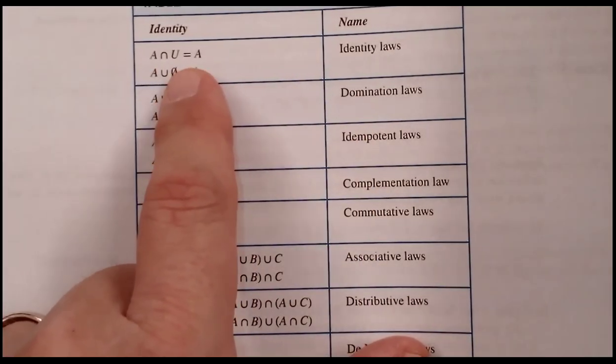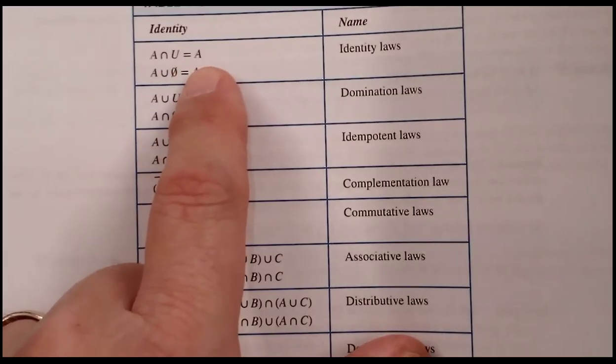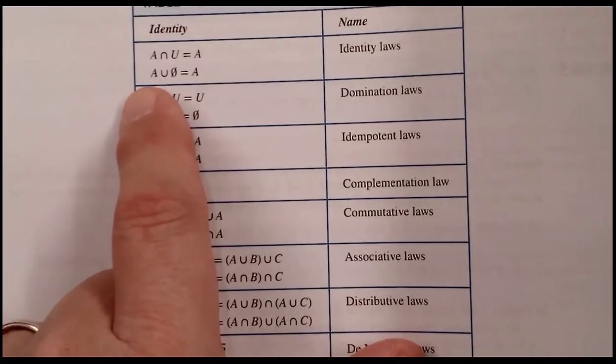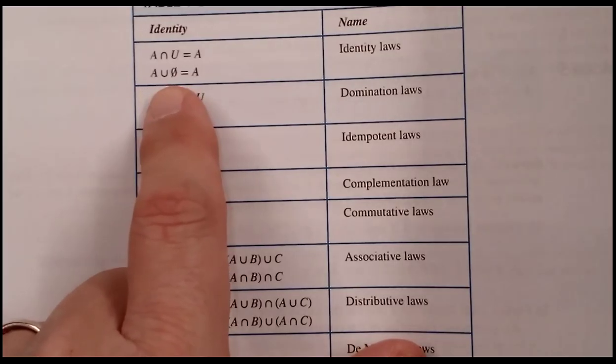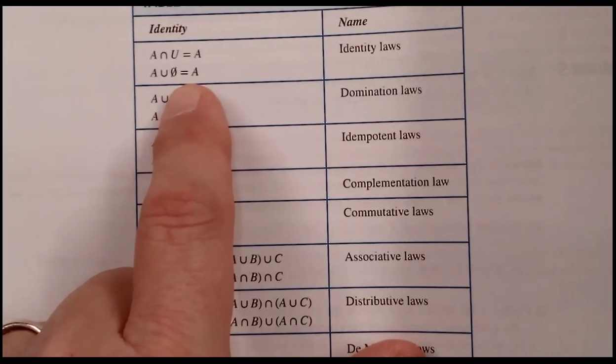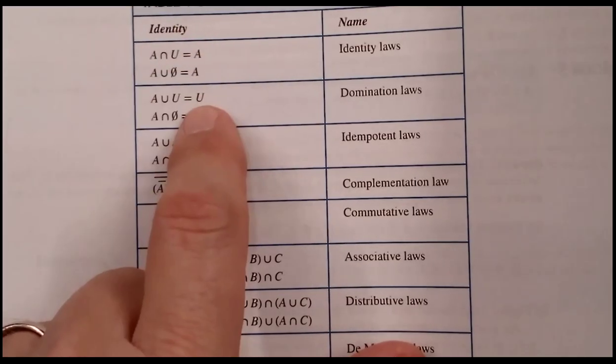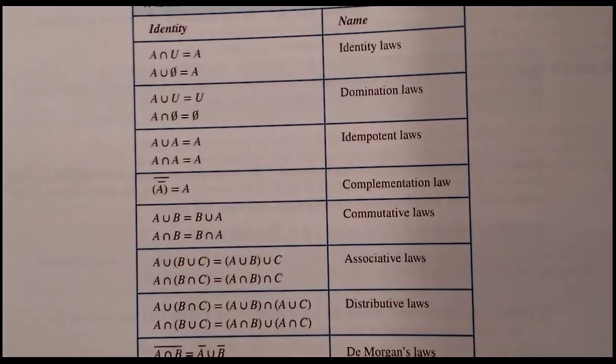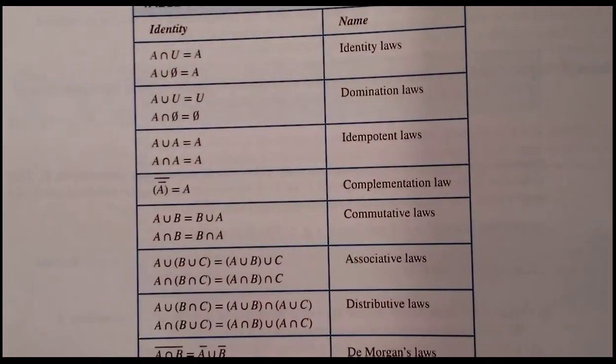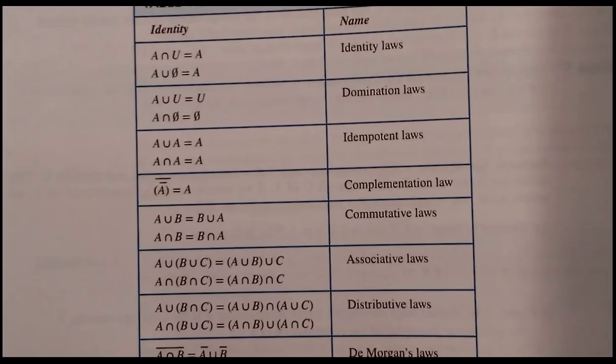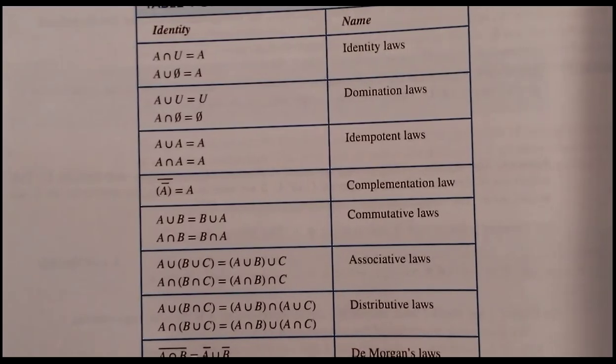A and true is A. A or false is A. Those were the identity laws for propositions. Here they are written in set terms. Every one of these rules comes across exactly the same way as our logic rules did.